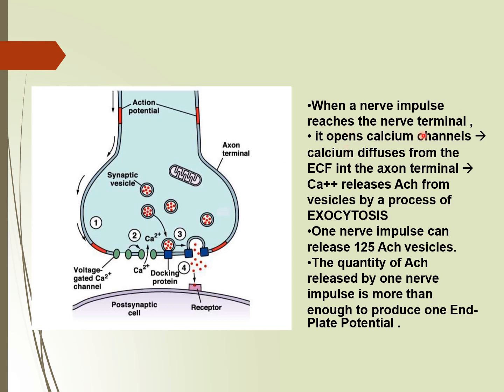When a nerve impulse reaches the terminal, it opens calcium channels. Calcium diffuses from the ECF into the axon terminal. This calcium releases ACH from the vesicles by the process of exocytosis. One nerve impulse can release 125 ACH vesicles from the presynaptic nerve terminal. The quantity of ACH released by one nerve impulse is more than enough to produce one end plate potential.